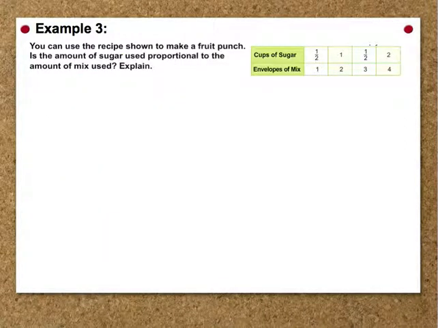Let's look at our third example. It says you can use the recipe shown to make a fruit punch. Is the amount of sugar used proportional to the amount of mix used? Explain.